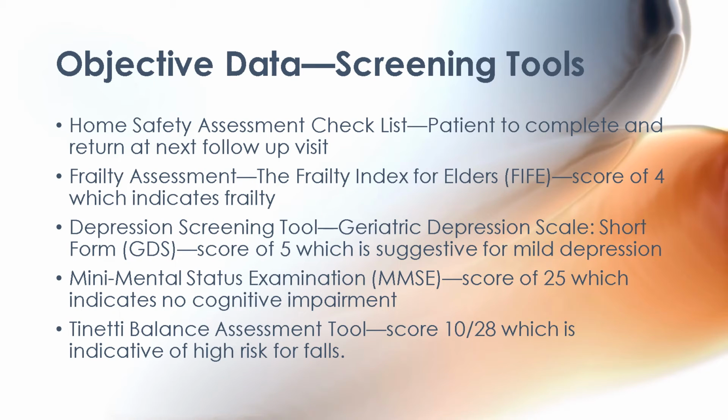There were screening tools implemented during this patient encounter that included a home safety assessment checklist. Him and his son are to complete this and return it at the next follow-up visit. This was chosen due to the use of scatter rugs in the home and concerns of patient safety. The frailty assessment was utilized as well, and he scored a 4, which indicates that he is frail.